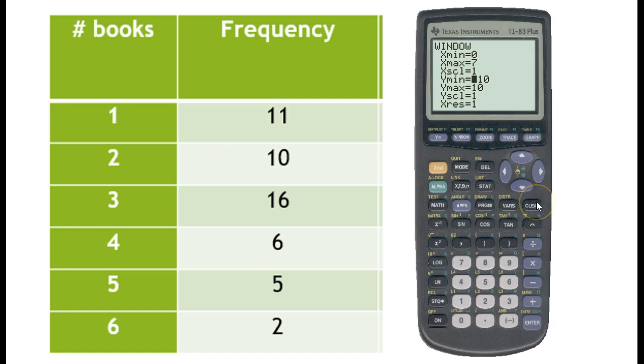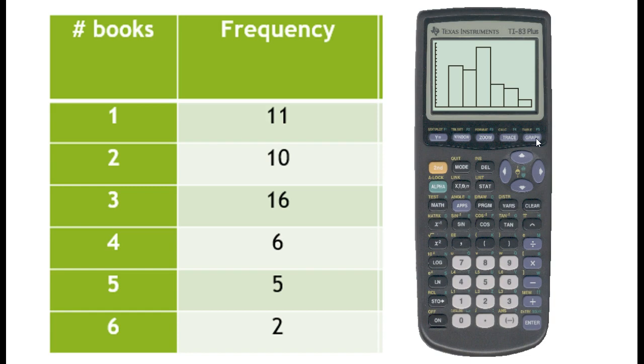The Y minimum, let's have that be 0. It's usually 0. And the Y maximum for us here is 16. So let's go one above and let's do 17. Everything else is fine. So then we can go back and hit graph. And it graphs our histogram.